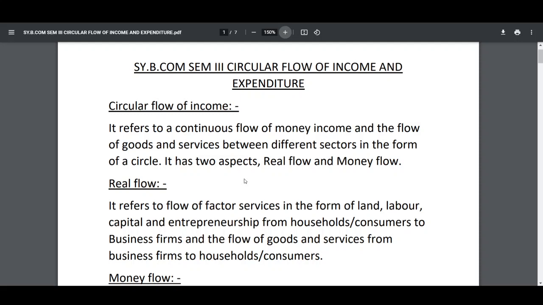Today I am teaching you SYBCom Sem 3 Circular Flow of Income and Expenditure.